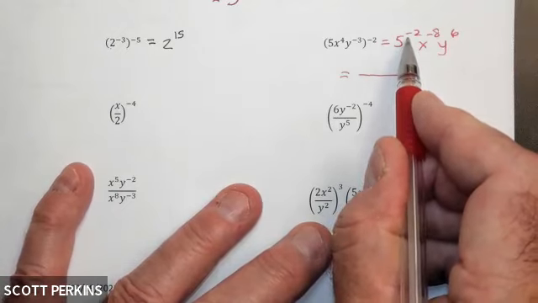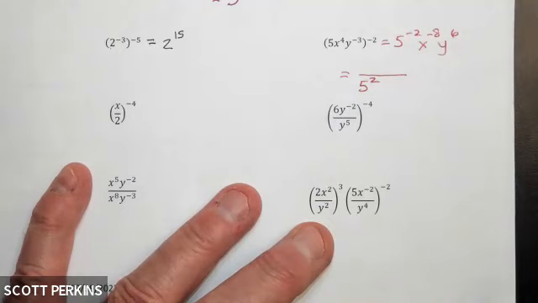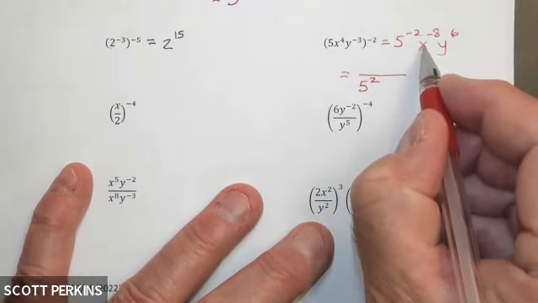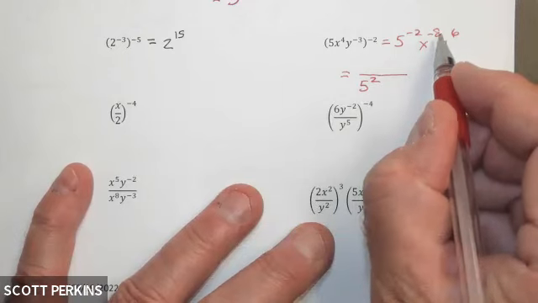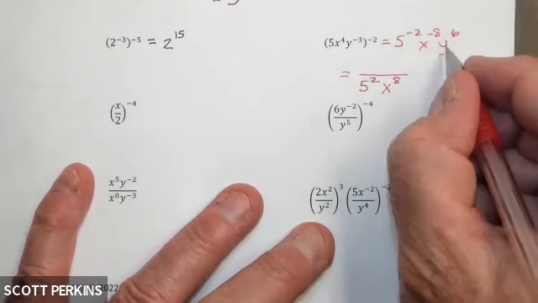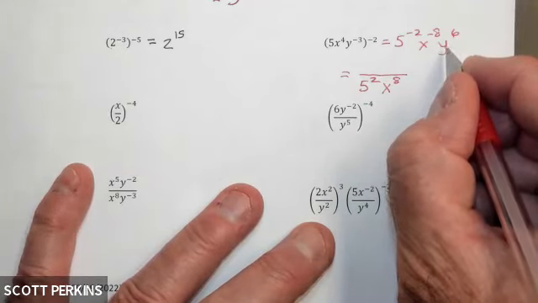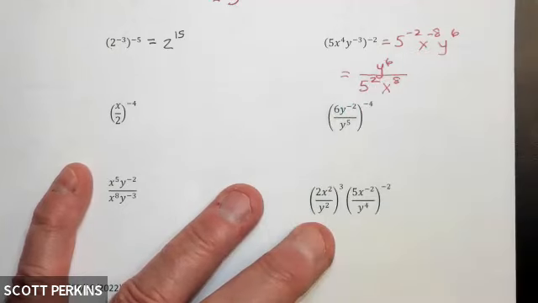Yep, the negative exponent says move it down, so 5 to the second, or 25 if you prefer. How about the x to the negative 8th? Is that going to be in the numerator or the denominator? That's going to be in the denominator. It's going to be x to the 8th. Fantastic. And then the y to the 6th, is that going to be in the numerator or denominator? It's going to stay right where it is. The exponent's already positive. No need to move it anywhere. And there's my result.